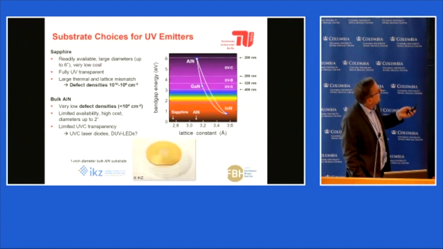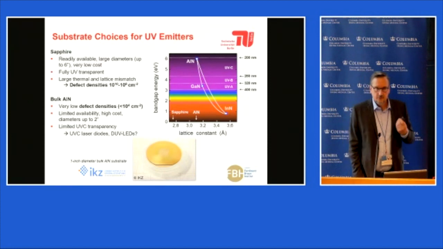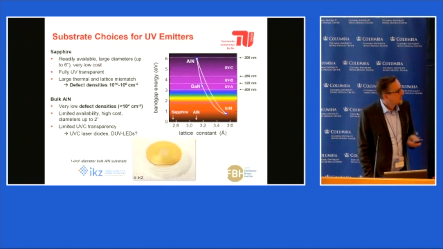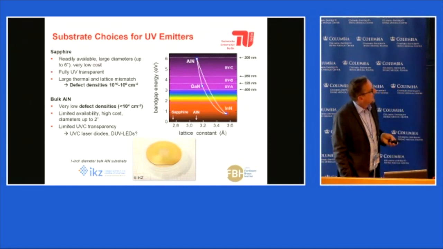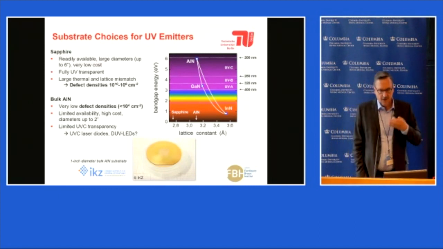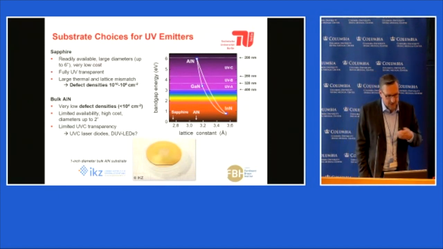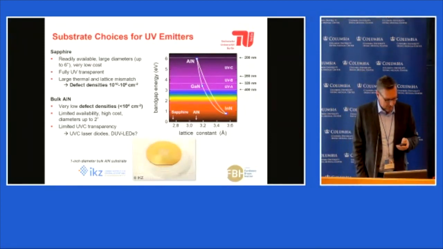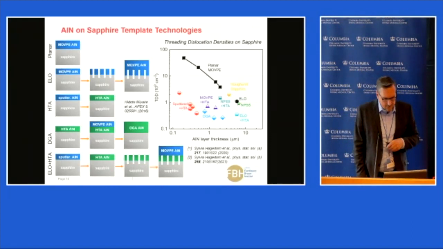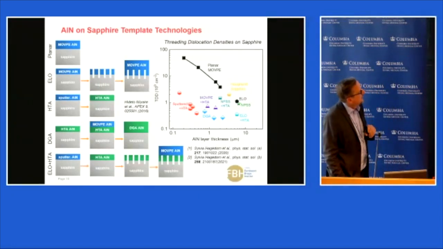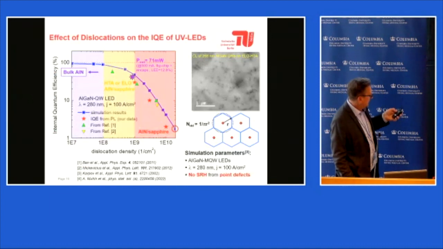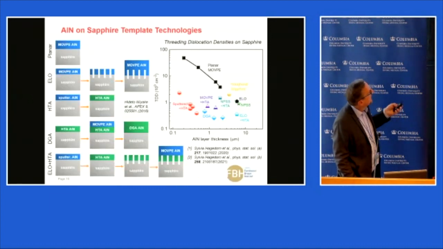Compared to that, bulk aluminum nitride is really the ideal substrate. It would allow homoepitaxial growth on the substrate with expected much lower defect densities, but the substrates are still not readily available to me and are also quite costly, and the diameters are also limited. So we do at the moment 99% of our development on the sapphire substrate. This gives you a little bit of a history.